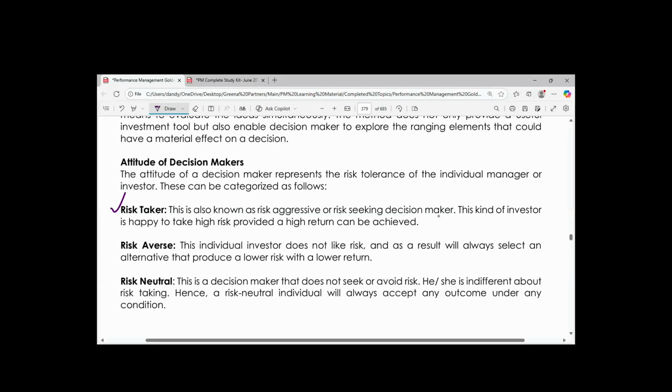Then the second one is the risk-averse investor or decision maker. This is an individual investor who does not like risk. As a risk-averse person, I do not like risk, and as a result, I will always select any alternative that produces a lower risk with a lower return. That is, the lower the return, the lower the risk.